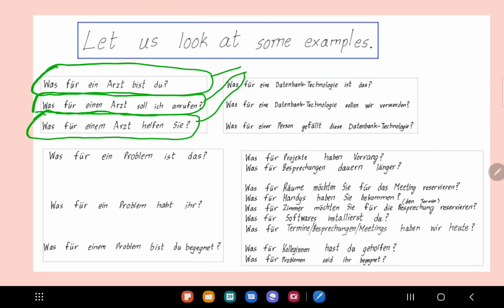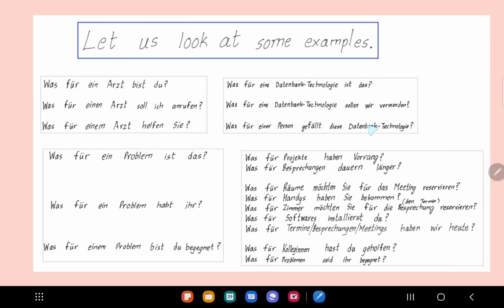What about this block over here? Here everything, so Datenbanktechnologie is feminine. So feminine, Nominativ einer, feminine Akkusativ einer, and then here it is, was für eine Person gefällt diese Datenbanktechnologie. So here it is dative, feminine, right? Person is feminine, it's dative. And you know this, right? Einer. This is feminine. Indefinite articles. Nominative, accusative, dative.